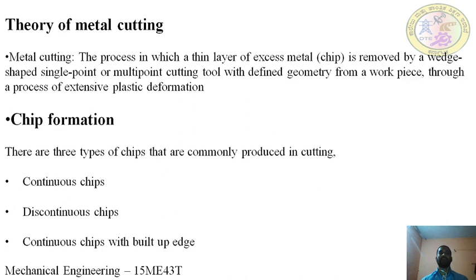In the metal removal process, there will be physical contact between the tool and workpiece. The tool may be a single point cutting tool or multi-point cutting tool with a defined geometry. Geometry means it has different rake angle, side relief angle, or it may have face, flank, everything. That will be studied later. It has a wedge shape.